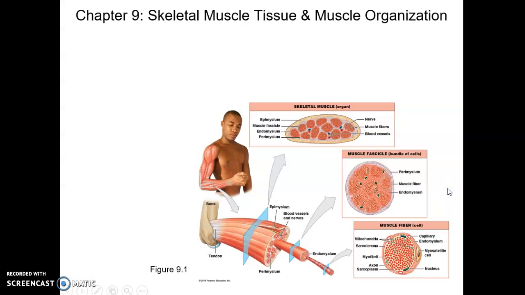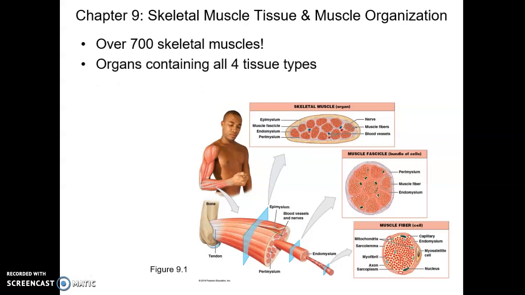Chapter 9, Skeletal Muscle, Tissue, and Muscle Organization. We've got over 700 skeletal muscles in our body, and fortunately we'll be learning far fewer than that, but there's a lot of muscles.